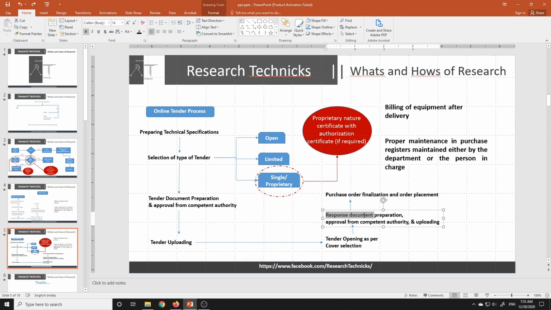Now the response document will be, you have to compare the prices of those 3, and highlight the one which is the lowest, again get it approved from the competent authority, and finally it will be uploaded again in that CPPP portal, and the lowest one will finally get the purchase order, and the order will be placed.